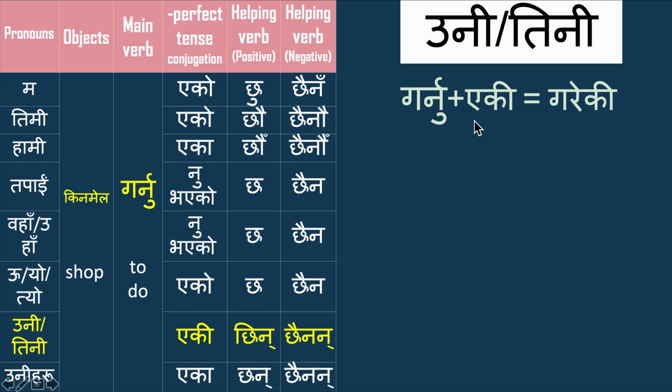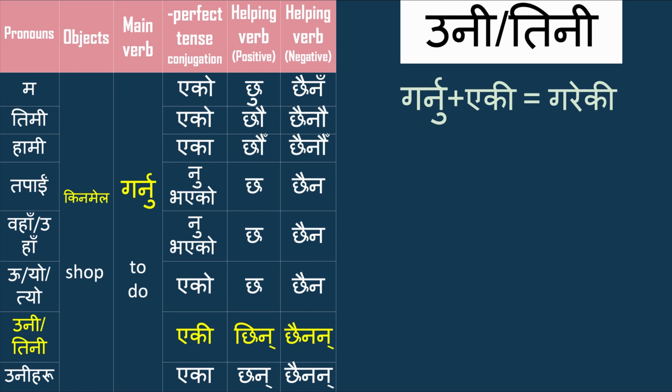Garnu plus eki, uni and tini is a singular feminine subject, so we are adding eki here. So garnu plus eki, here nu is removed, and you can see it's a half letter sound. Whenever a half letter combines with a vowel, the half letter changes to a full letter, and the vowel exists in its symbolic form. So garnu plus eki becomes gareki.